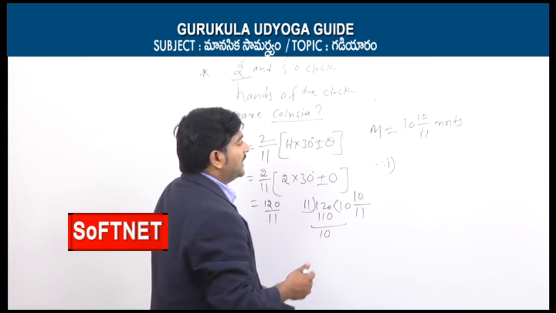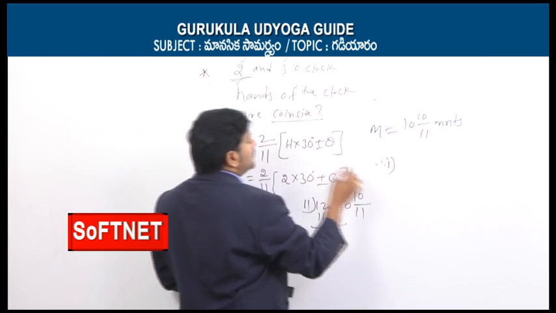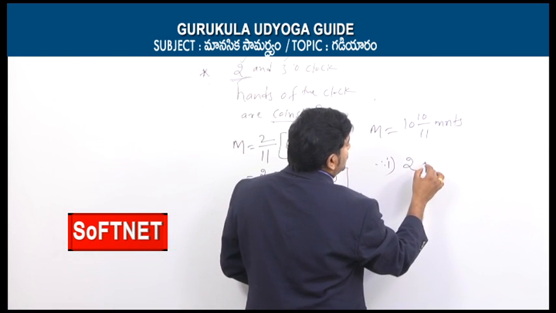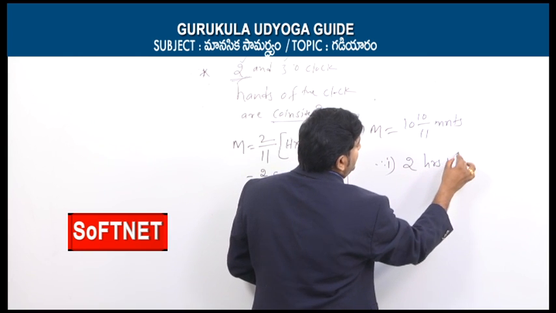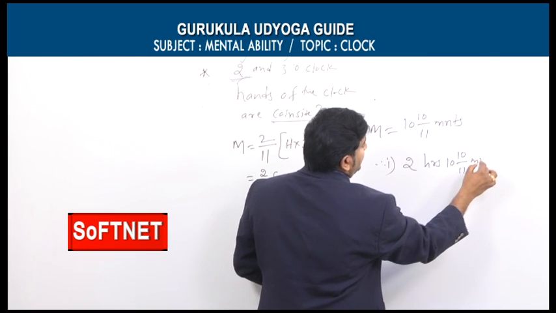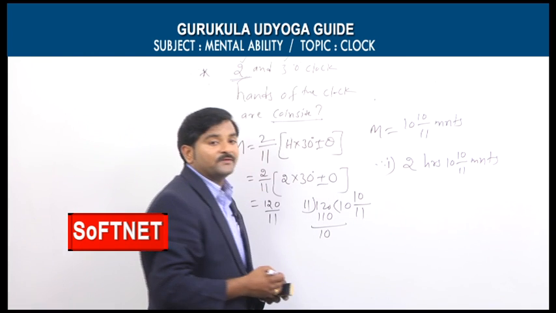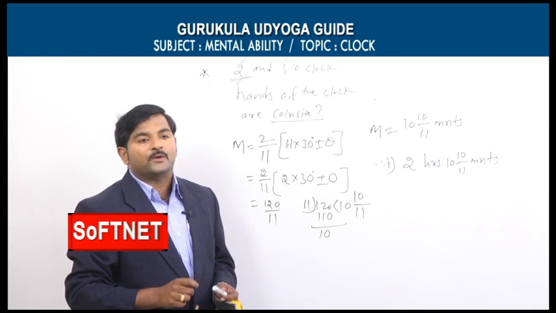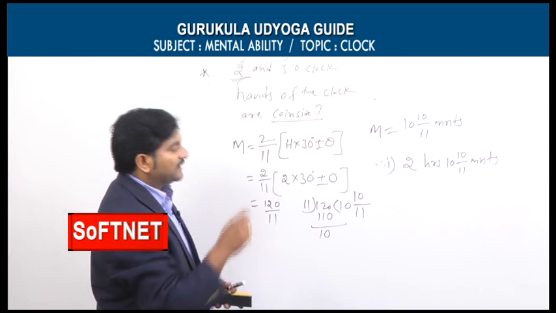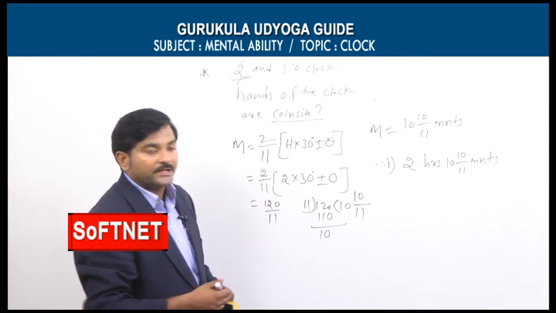Normal way. What time did he give? He said 2 o'clock. So therefore 2 hours 10 by 11 minutes. So exactly at this point of time, the two hands may coincide. That is one kind of expression indicating the answer.